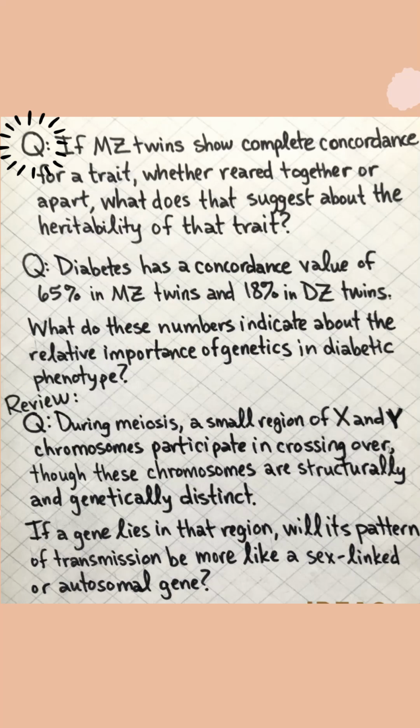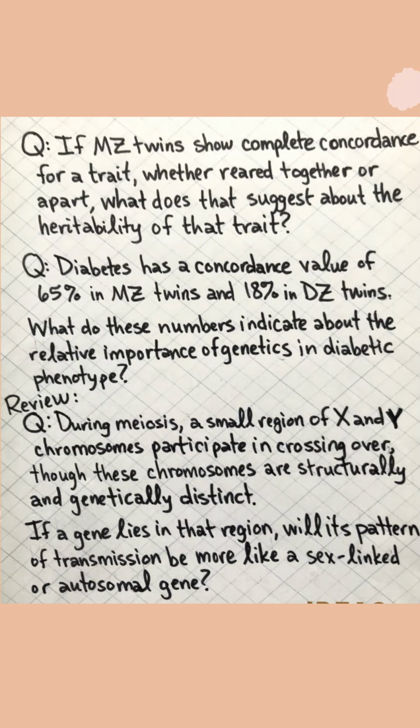First question: if monozygotic twins show complete concordance for a trait, whether reared together or apart, what does that suggest about the heritability of the trait? If a trait shows really high concordance among monozygotic twins, whether they're reared together or apart, then the genetic component has a higher influence on the phenotype than the environmental variants, because they're raised in completely different environments, but they're still exhibiting this trait. So that means that it probably has a heritability that is closer to 1.